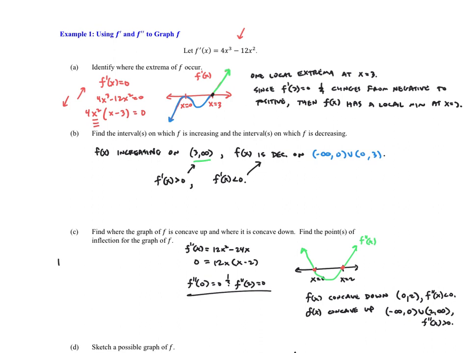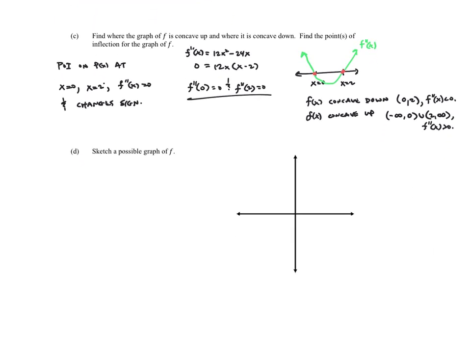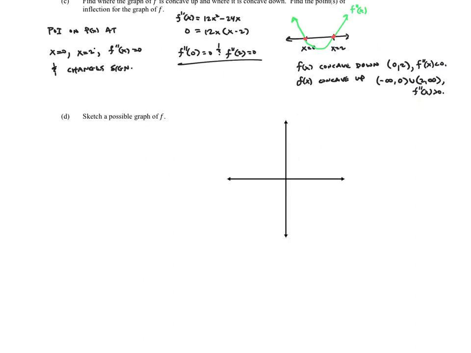Now I can say that there's points of inflection on f at the following values: x equals 0 and x equals 2. And that is because f double prime of x equals 0, and it changes sign. I spelled it right this time. All right, so let's go ahead and graph a possible graph for f. All right, so let me consider a few items. First of all, I know that there's a local minimum value at x equals 3.